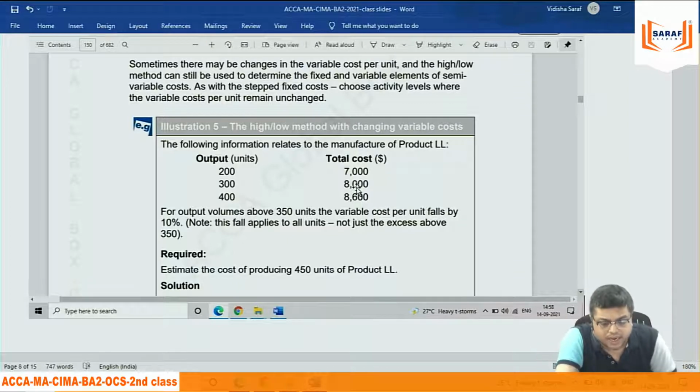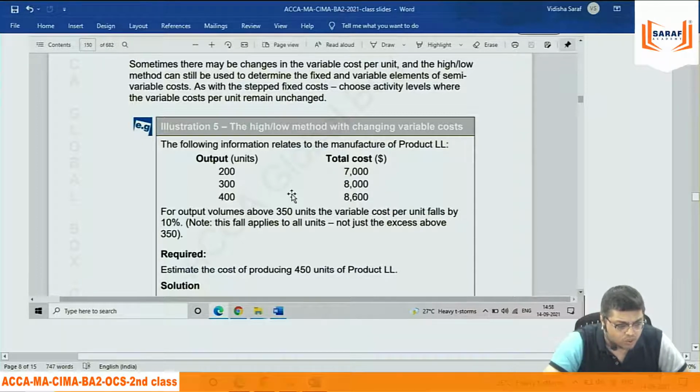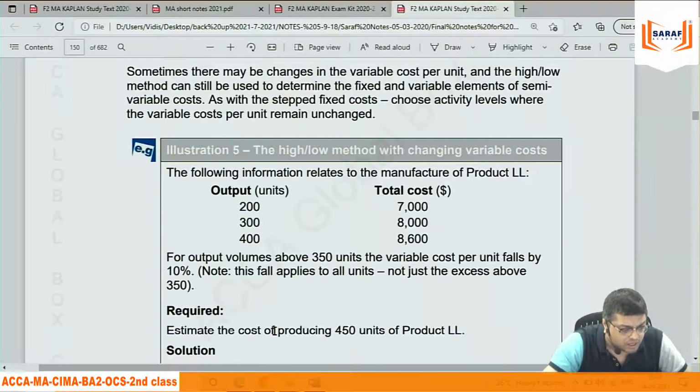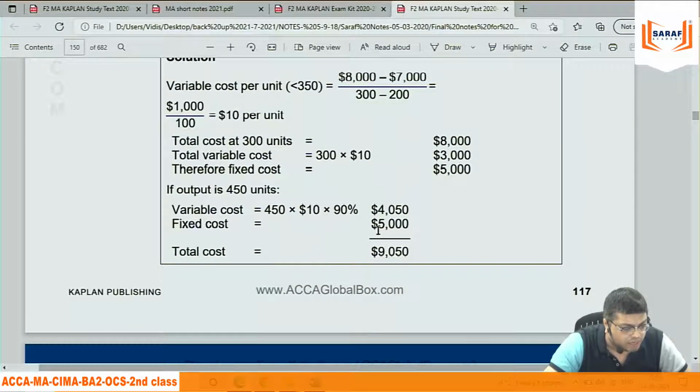So for 450 units, the total cost will be how much? 450 into 9 plus 5000. 450 into 9 is the variable cost, plus 5000 is the fixed cost. So at 450 units, the total cost is 450 into 9 plus 5000.